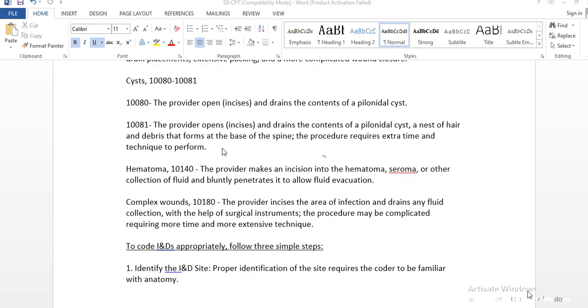So this is also a very important interview question. What is the difference between simple and complicated pilonidal cyst incision and drainage? So we are in a position to tell the interviewer about this concept.